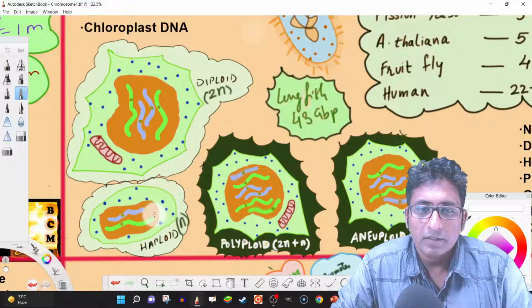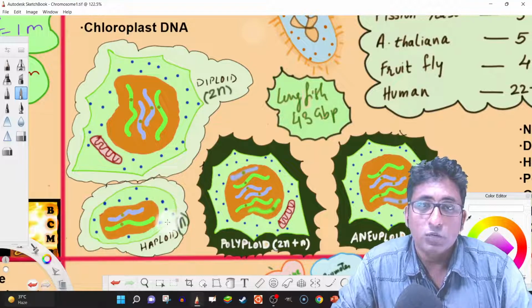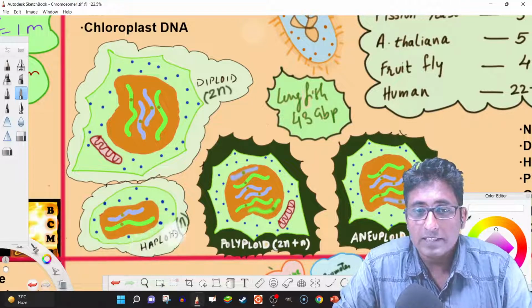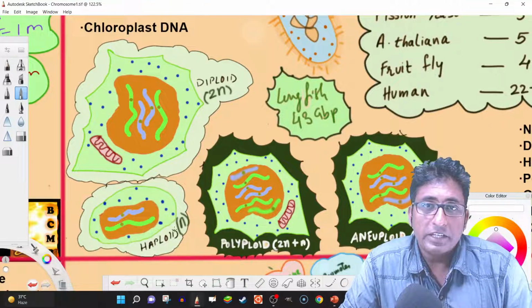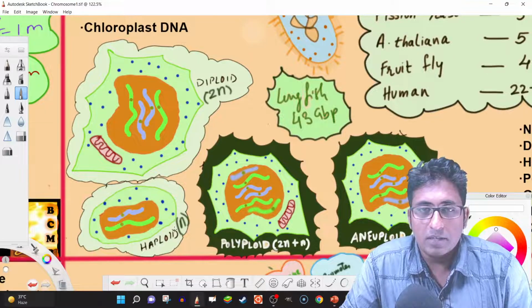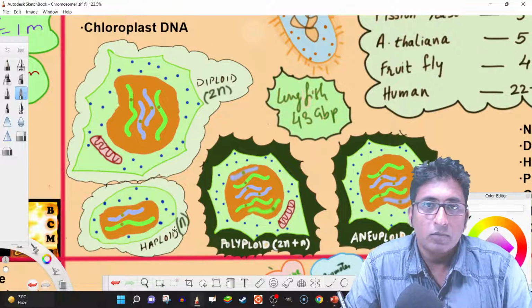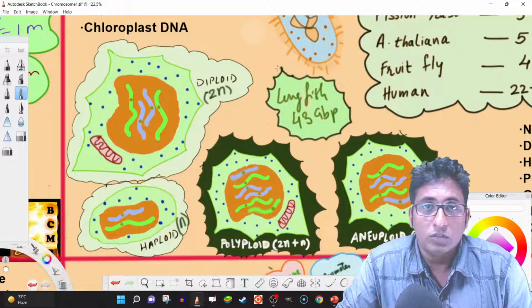In haploid, we only have 1 set, that is 1 green chromosome and 1 blue chromosome, and that we call it as haploid. The gametes, the mature gametes in us, which comprises the germ plasm, is haploid. It has only 1 set of the whole genome that we have.